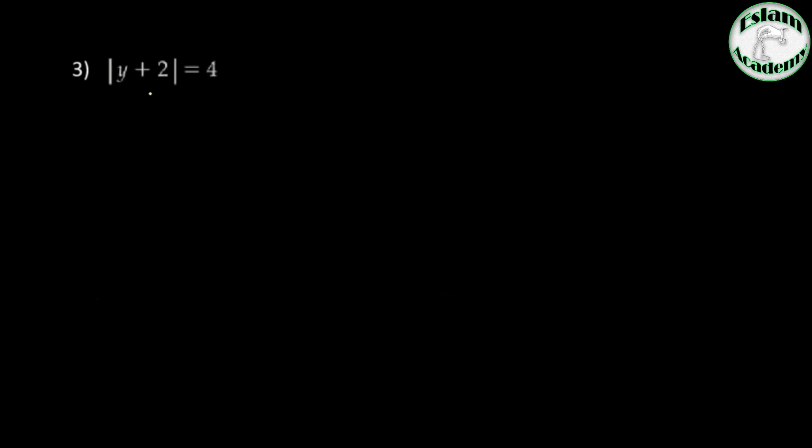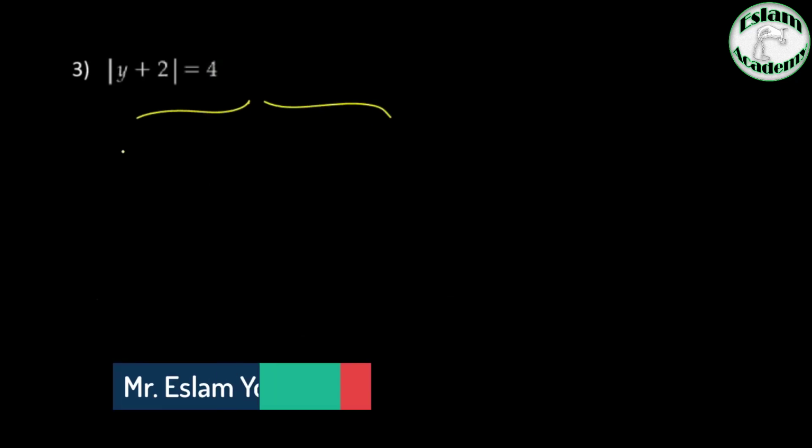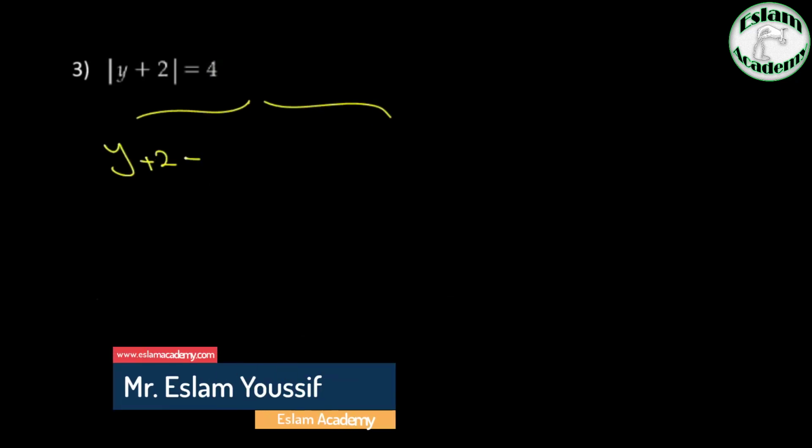Number 3. The absolute value of y plus 2 equals 4. Now the answer is positive. It means now we have two solutions. The first one, y plus 2 is equal to 4, and y plus 2 is equal to negative 4.